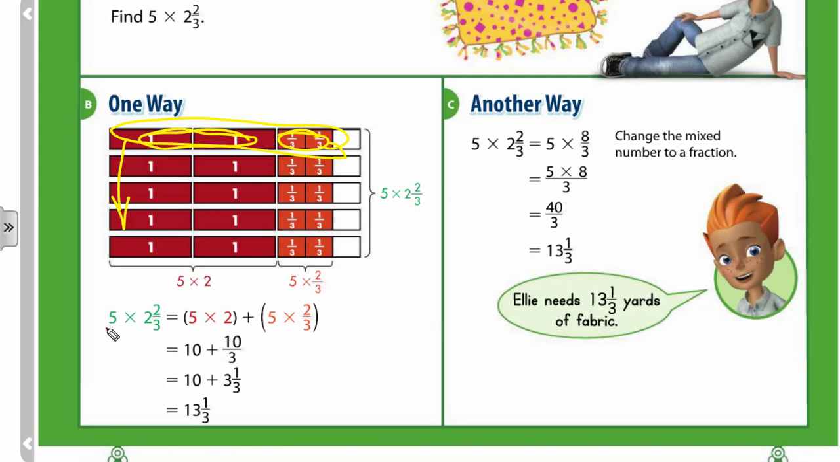So again, the first way, to multiply 5 by 2 and 2/3. We know that the 2 and 2/3 is two parts. One of them is the whole and the other is the fraction. So we multiply the 5 by the first and the 5 by the second. Can anyone tell me what this property is? We have a property like this. Which property? Anyone?